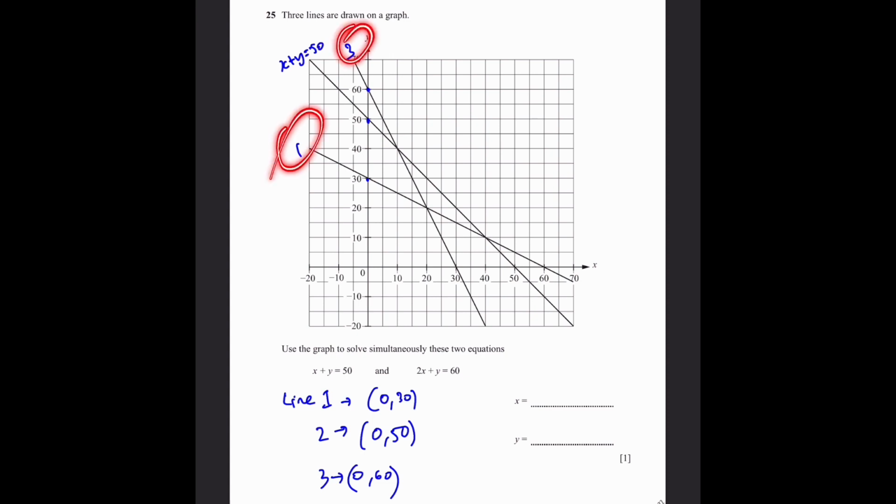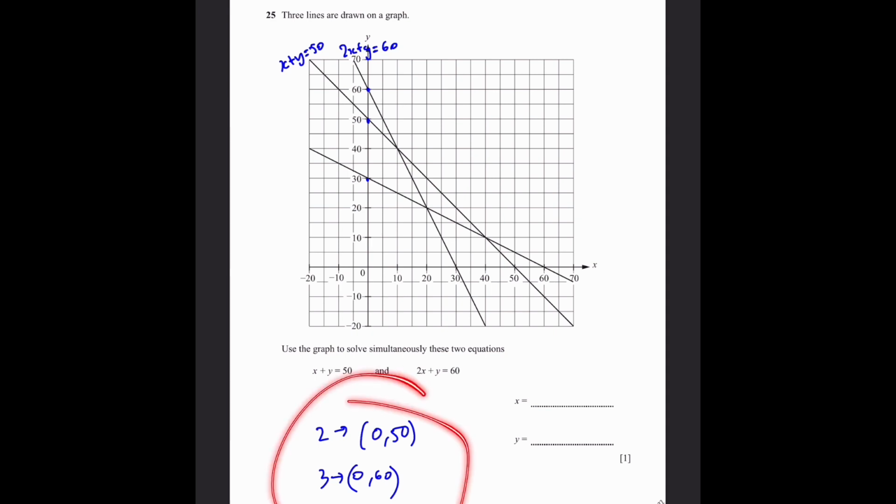Now line 1 or line 3, which one has 2x plus y equals 60? Now let's see which one. If x equals 0, that means there won't be any change. So 2 times 0 plus 60 is equal to 0 plus 60, which is 60. That's the answer. We got line 3 as 2x plus y equals 60. Now we can ignore line 1. And now we have 2 and 3.